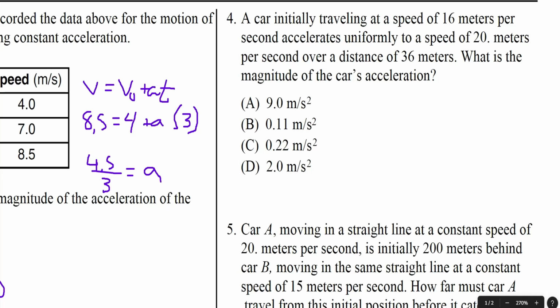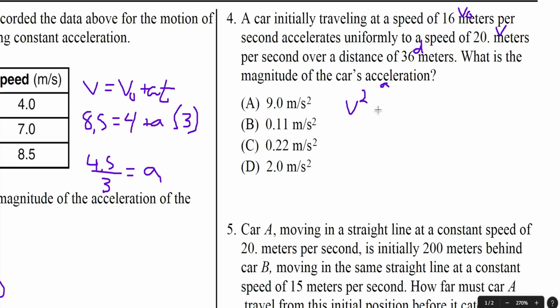All right, so they tell us that the initial speed is going to be 60 meters per second. It has a final speed of 20 meters per second. It's doing it over a distance of 36 meters, and they want us to find the acceleration. So the only variable that they didn't give us is time. So we're going to use what I call the timeless equation.